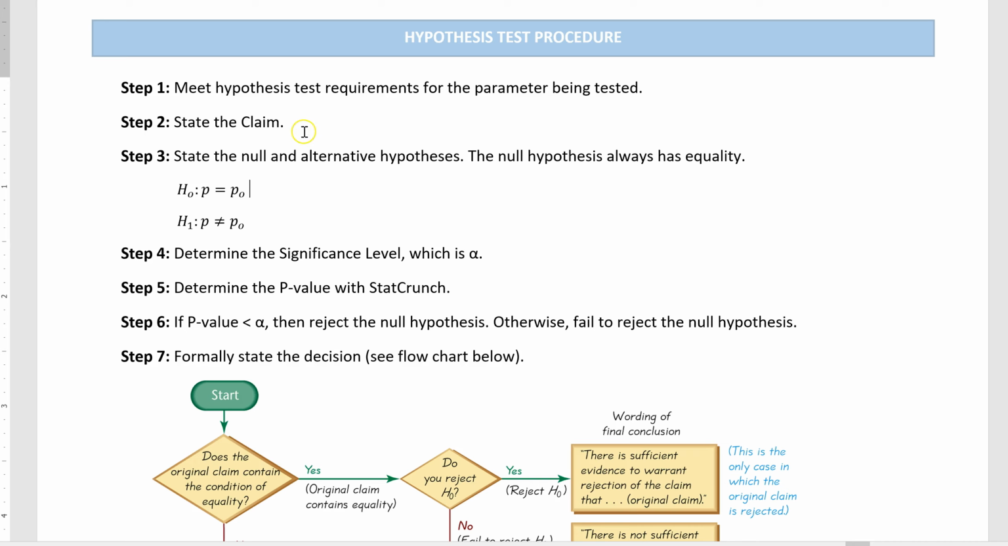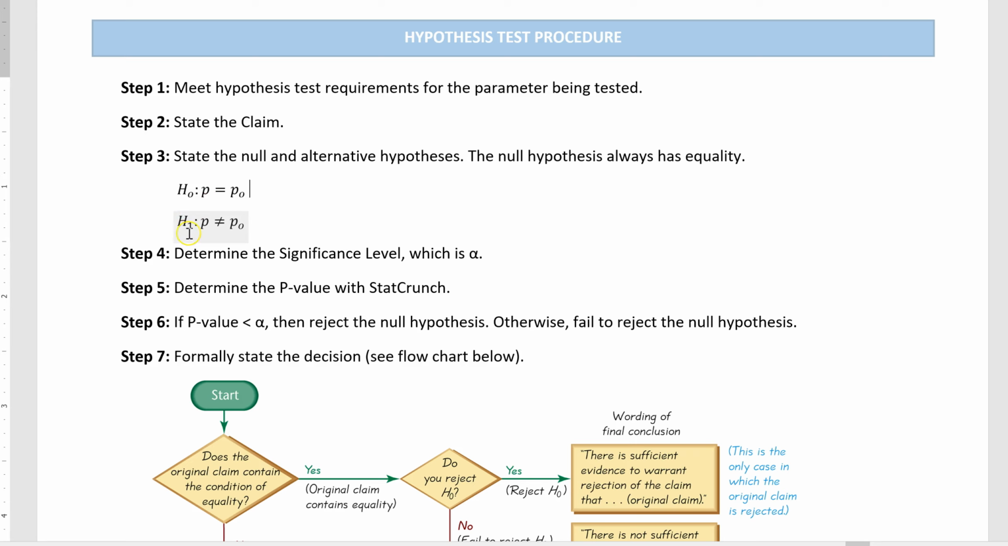Second step, state the claim. Third step, state the null and alternative hypothesis. The null hypothesis always has equality. You'll notice down here we have H sub 0. That stands for the null hypothesis, and then a colon. Next I have P. P stands for proportion. This is for the population parameter being tested.